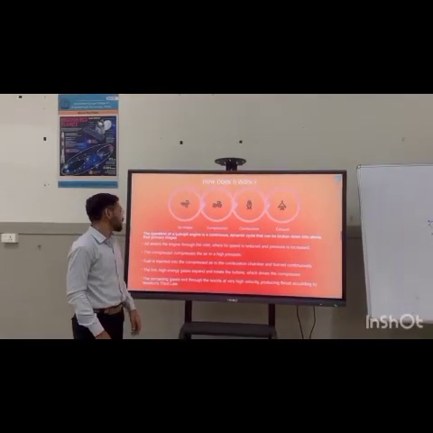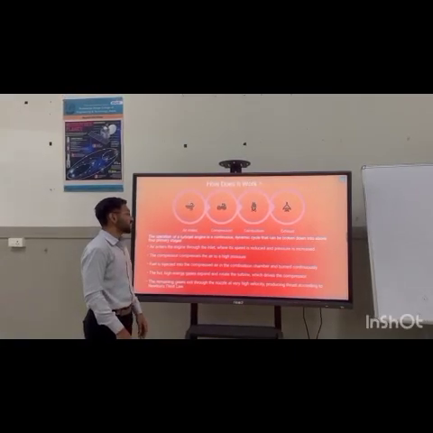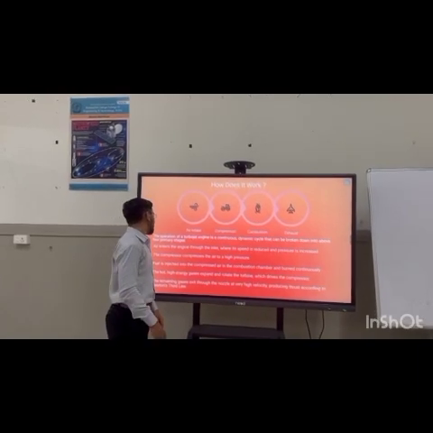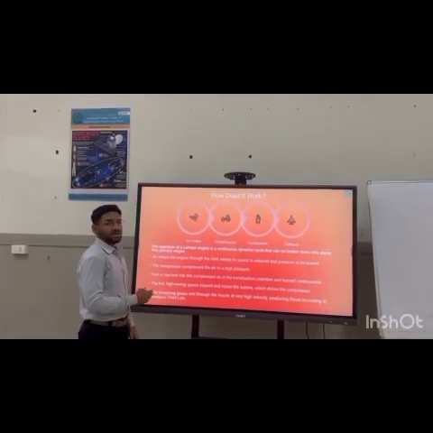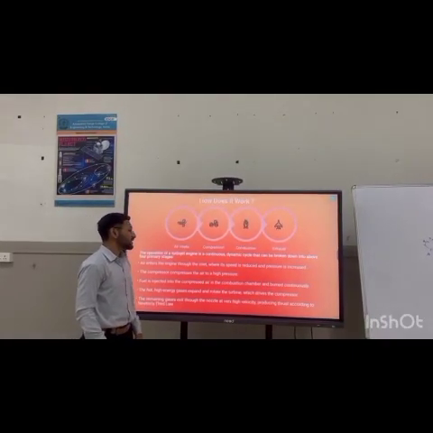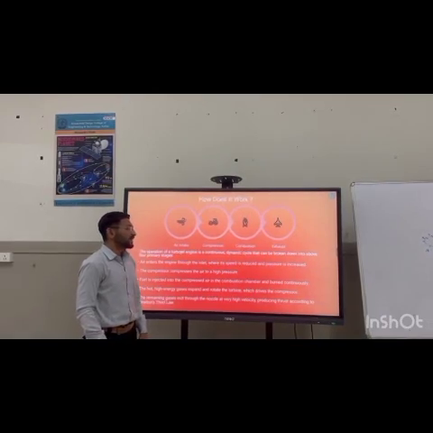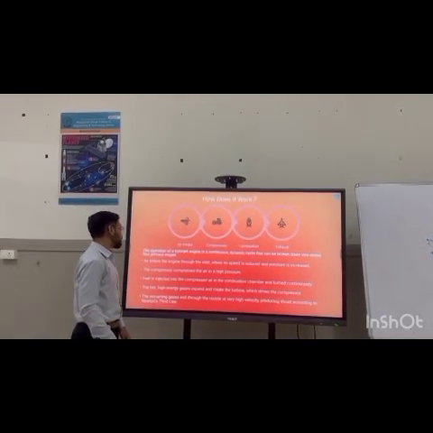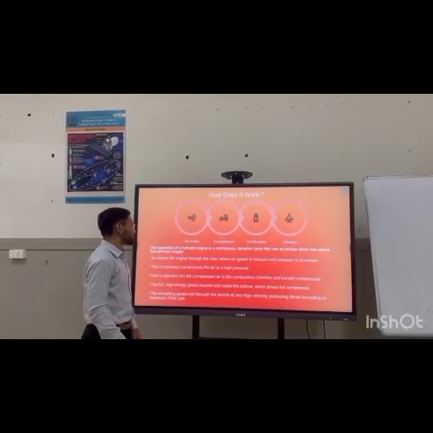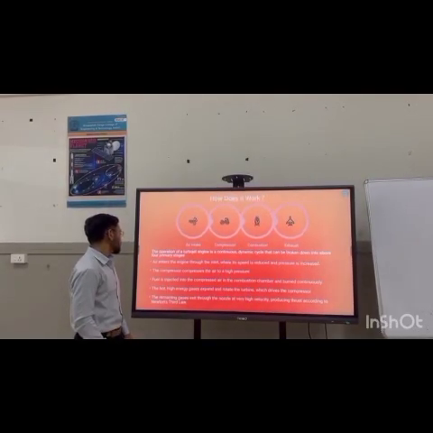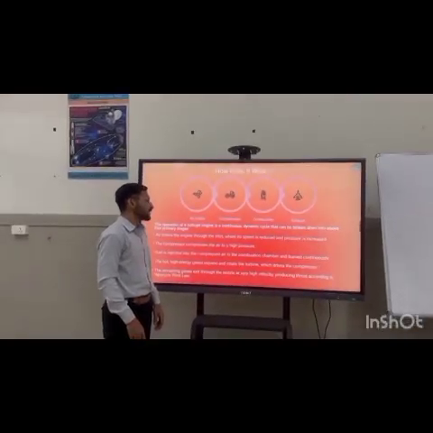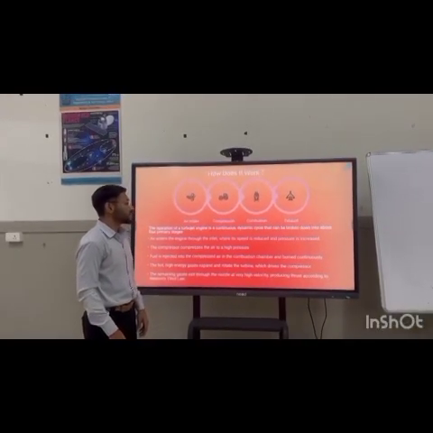Video: the working of the turbojet engine. The operation of the turbojet engine is a continuously dynamic cycle that can be broken down into four primary stages. Air intake: air enters the engine through the inlet where its speed is reduced and pressure is increased. Third is compression, which compresses the air to high pressure. Combustion: fuel is injected into the compressed air in the combustion chamber and burns continuously.